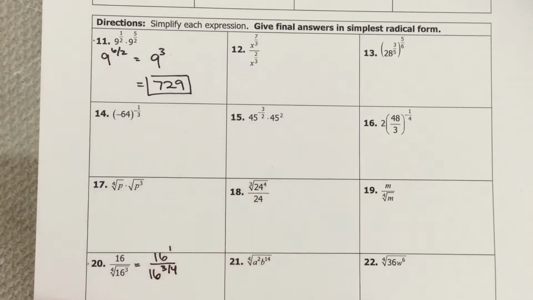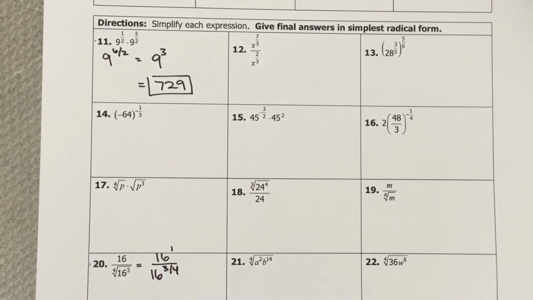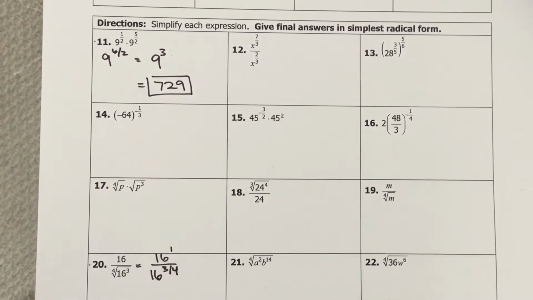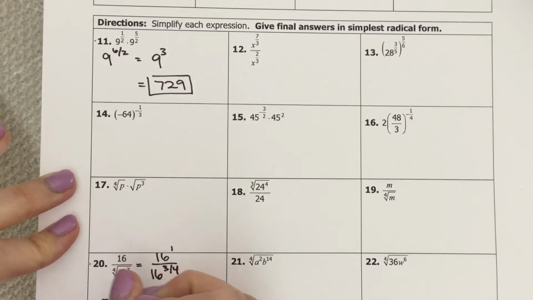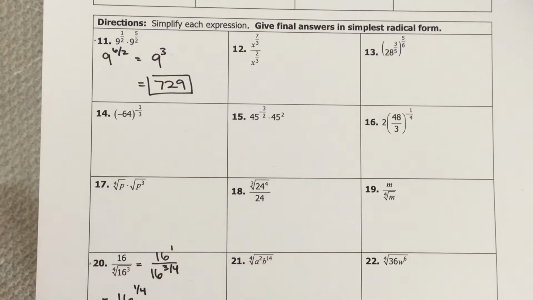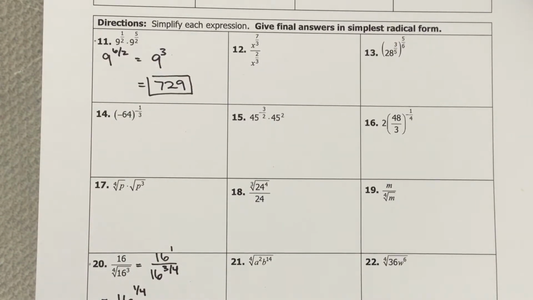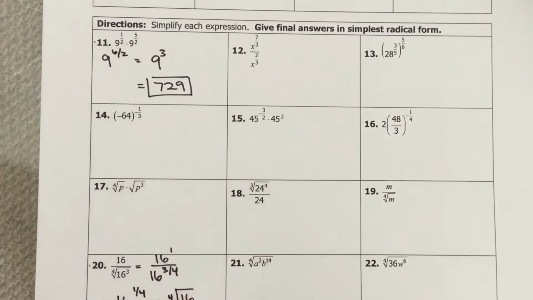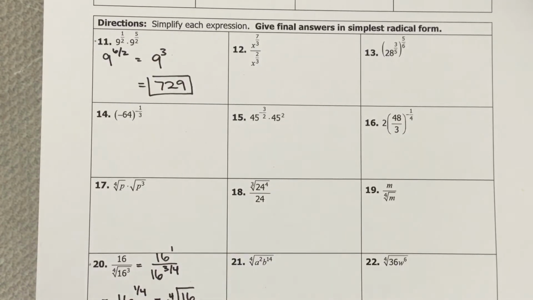So remember, this 16 is technically like 16 to the first. So when you have the same base and then you've got a quotient set up like that, your exponent rule tells you to subtract. All right, so I'm going to subtract 1 minus 3/4, and that will give me my new exponent. So 1 minus 3/4 leaves you with 1/4. And then step 3, write your answer as a radical in simplest form. All right, so a radical would be the 4th root of 16, and that's actually something that's on our list of perfect 4th powers. The 4th root of 16 is 2.